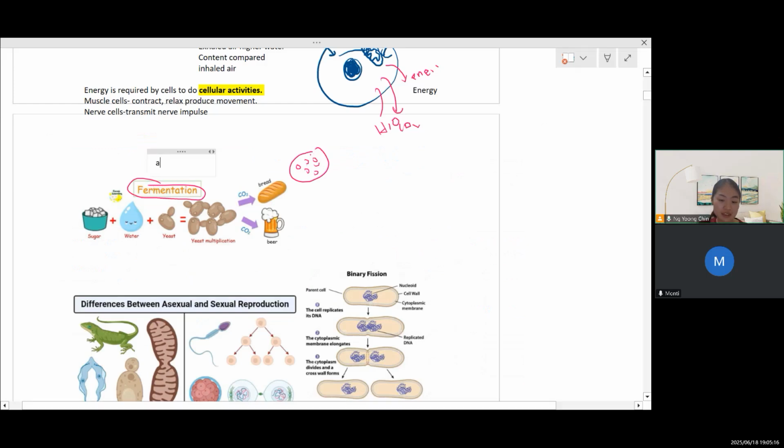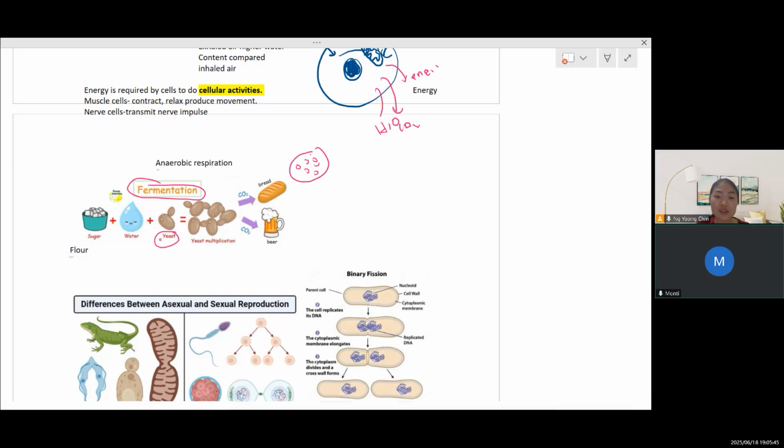Remember this? Because we talk about the bread making process, what they are doing is they will use the flour. The ingredients are the flour together with the sugar. Sugar is a source of glucose. They will use the white sugar together with the water, and also they will put in the living yeast.